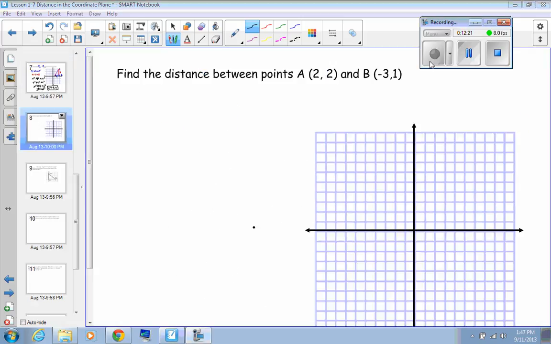Go ahead and try this one on your own, doing the same thing. Plot the point, draw your line, form a right triangle, subtract your x values, then your y values, and see what your answer is.